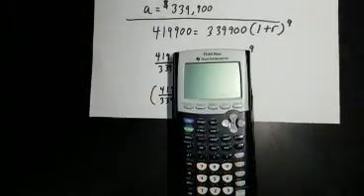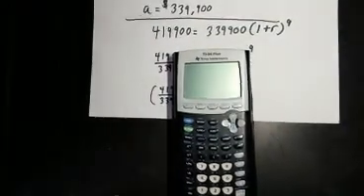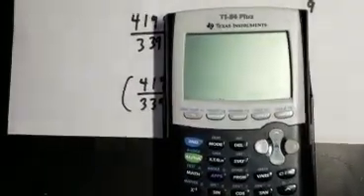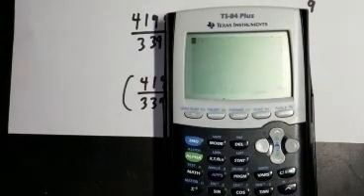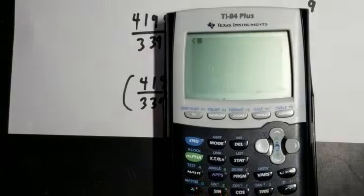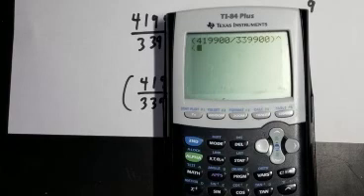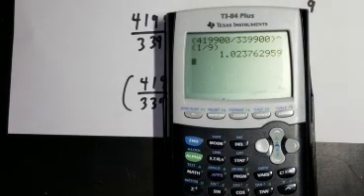If I zoom in on the calculator a little bit, I'm going to have to do the fraction, and parentheses will save your life: 419,900 divided by 339,900, close those parentheses, raised to the power of 1 divided by 9 in their own set of parentheses. Now this is not our answer. This answer is equal to 1 plus r.